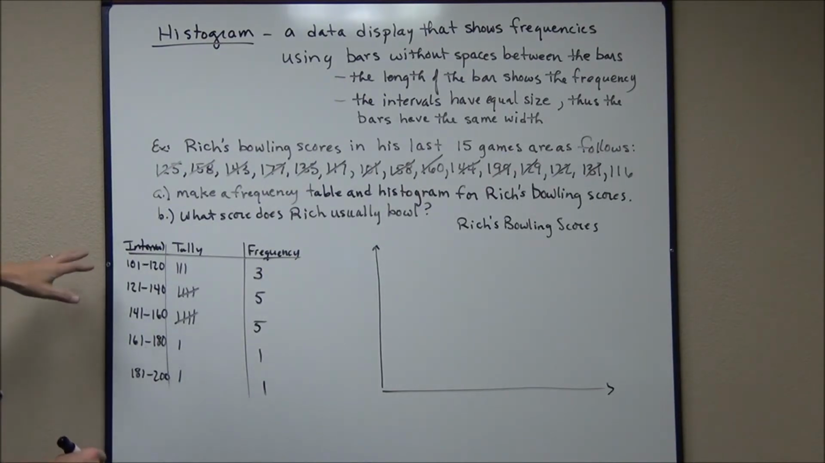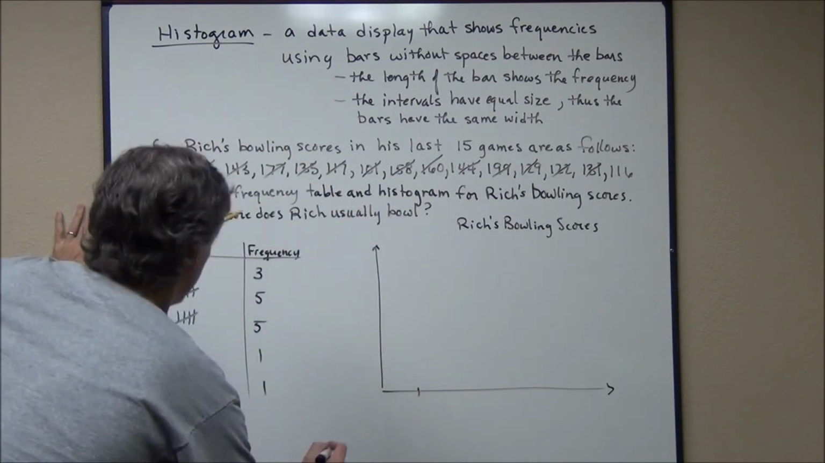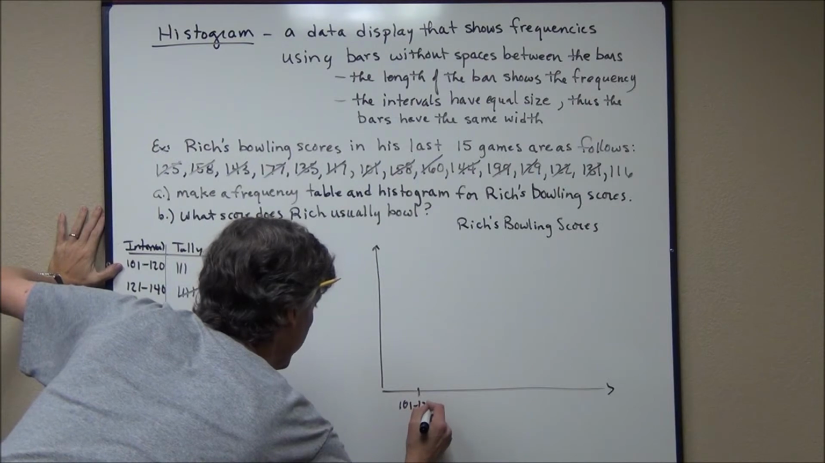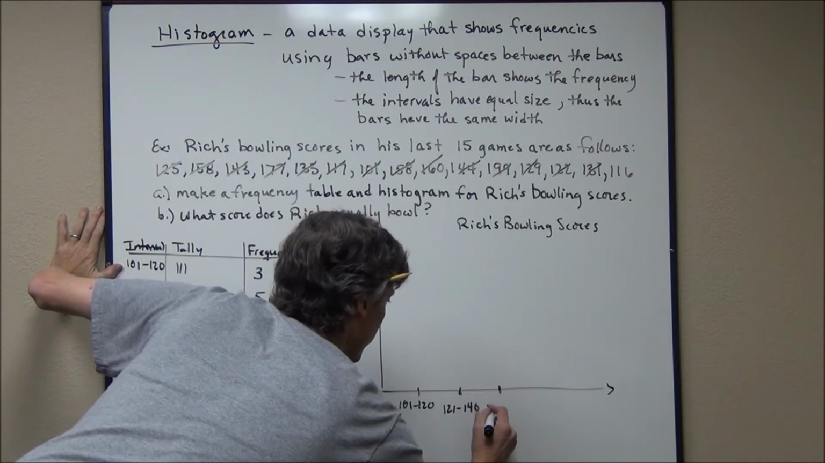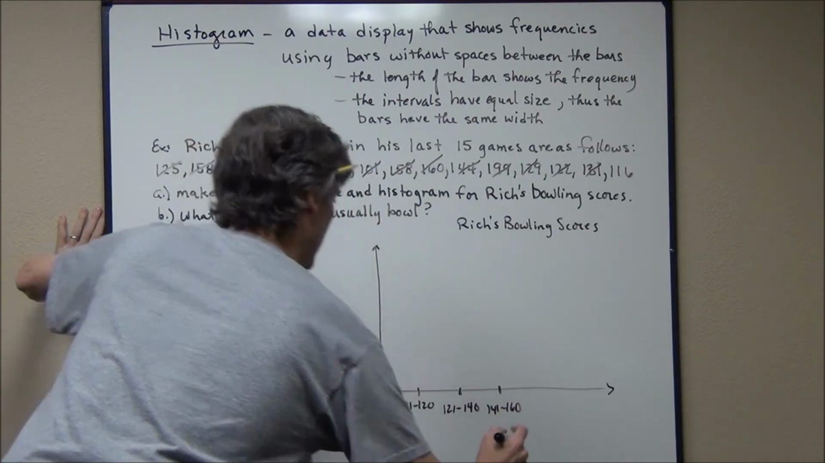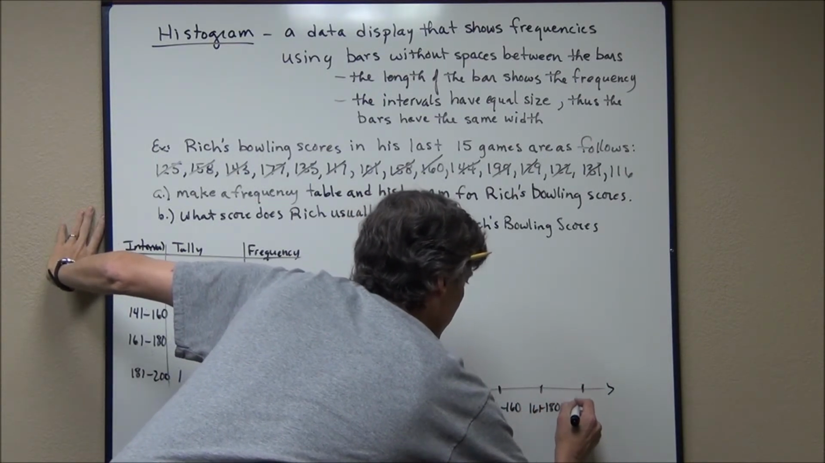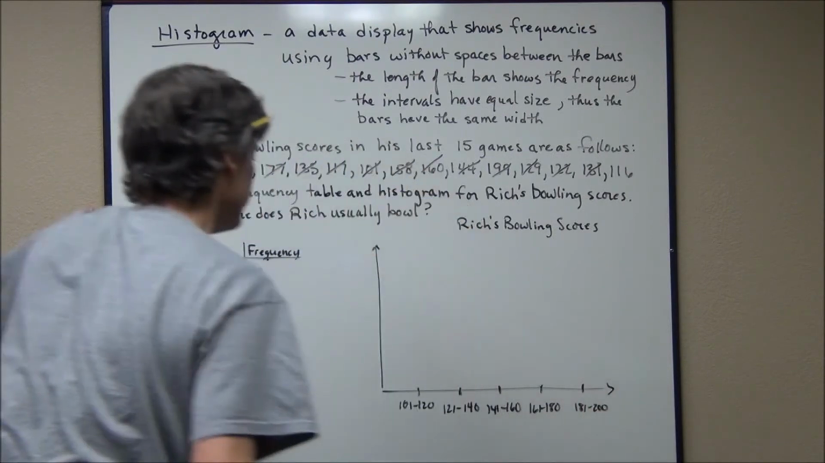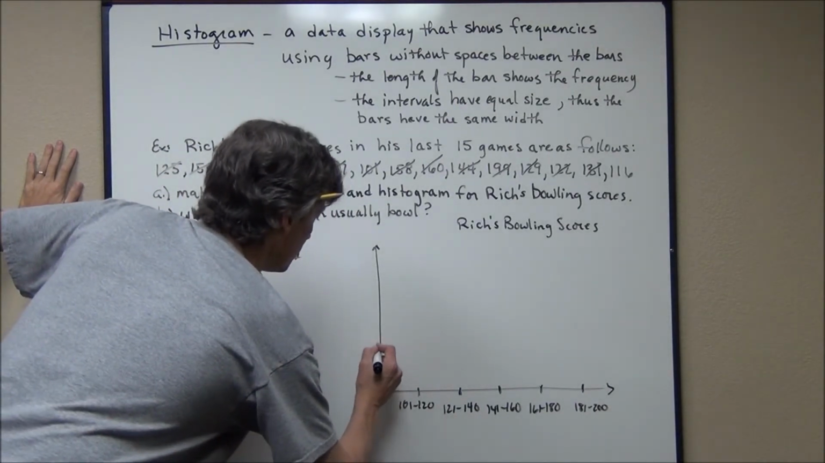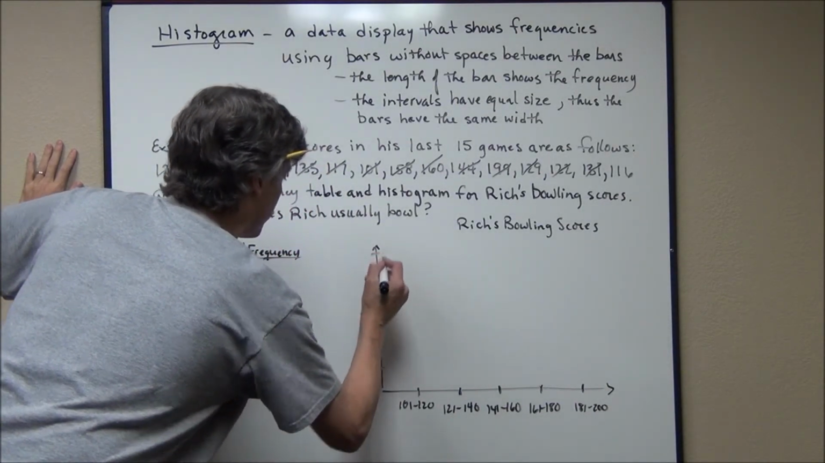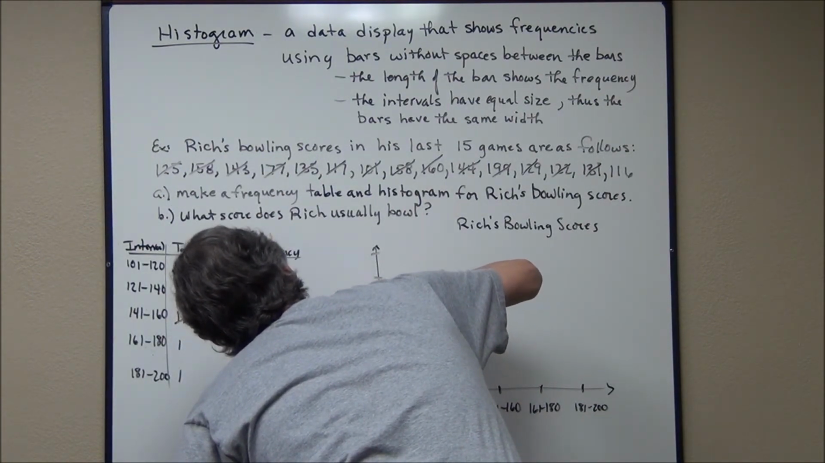So now we're going to go ahead and create these intervals. Right here the 101 to 120, right here the 121 to 140, right here the 141 to 160, over here the 161 to 180, and over here the 181 to 200. Now I have frequencies as high as 5, so 1, 2, 3, 4, 5, 6, that should be plenty, and this would be the frequencies, and I'll write that right here, frequencies.